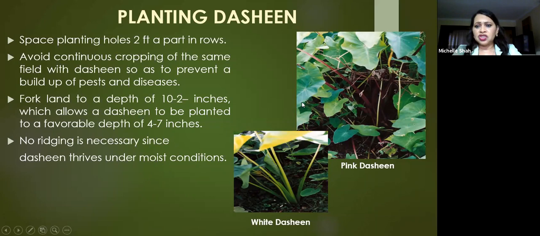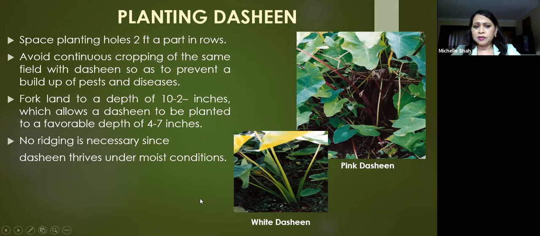We have these two types here, the pink dasheen and the white dasheen. In Trinidad, we mostly see the pink dasheen, which can grow in drains and so on. It is a very common type in Trinidad, identified by the color of the stems we see here. The white dasheen is shown in this picture. We don't see this type very much in Trinidad.